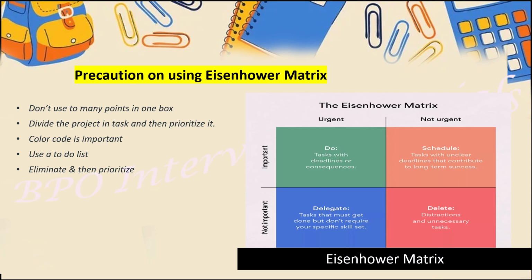Use a to-do list, yes, but the to-do list should have a specific priority mentioned. Eliminate and then prioritize. Whenever you get a task, first you have to eliminate the waste, which means non-valuable tasks, which are not at all required. We have to eliminate those, then we have to prioritize. So in this way we will do that.